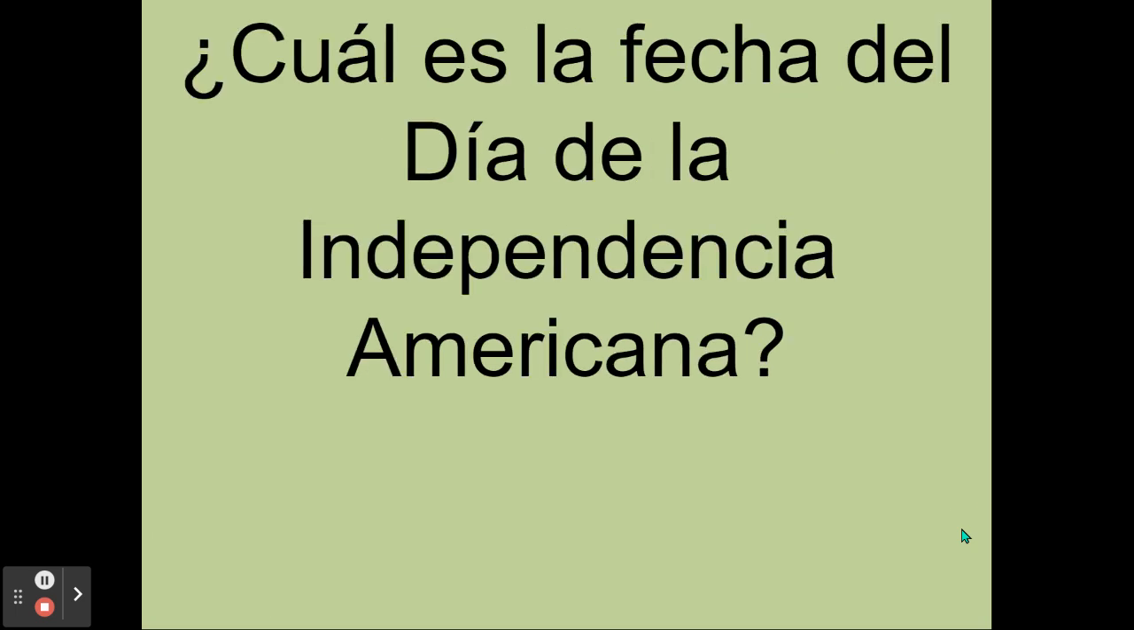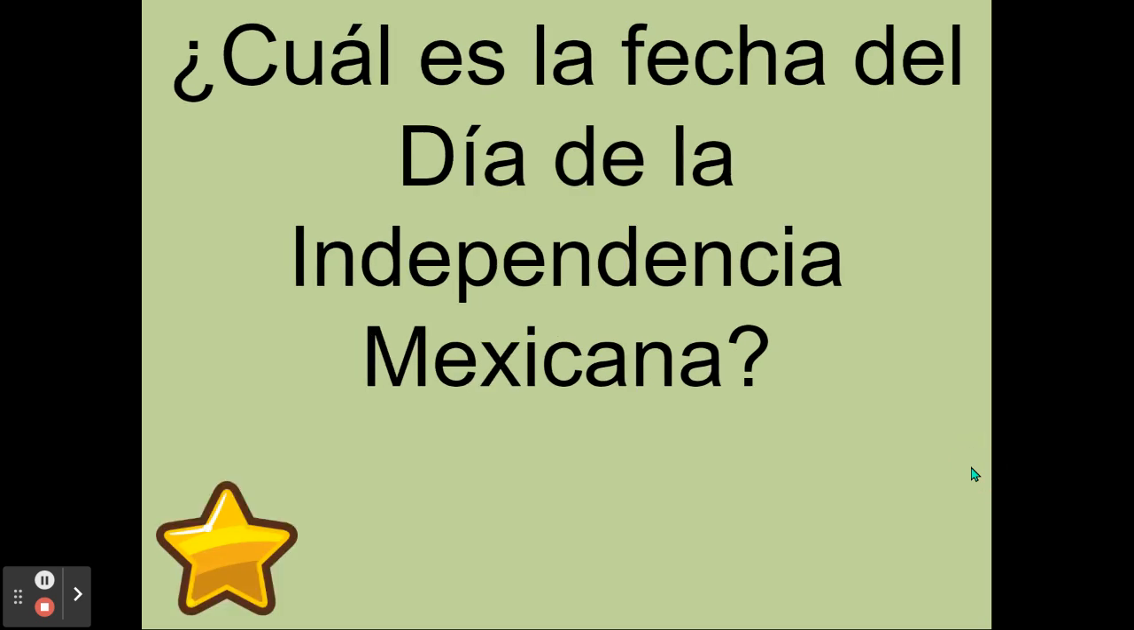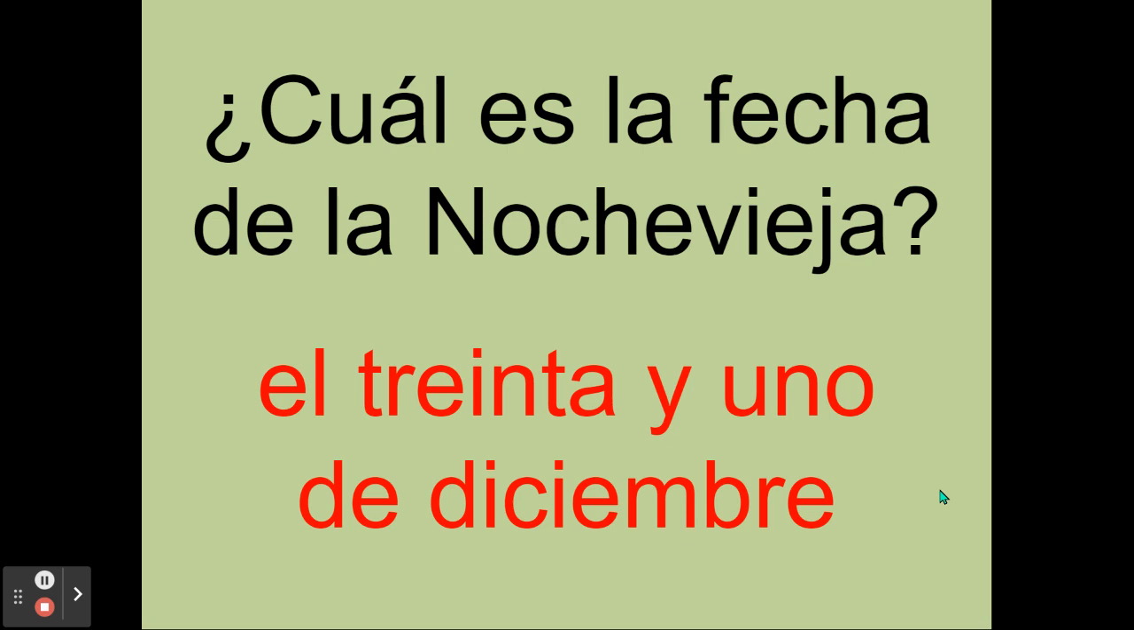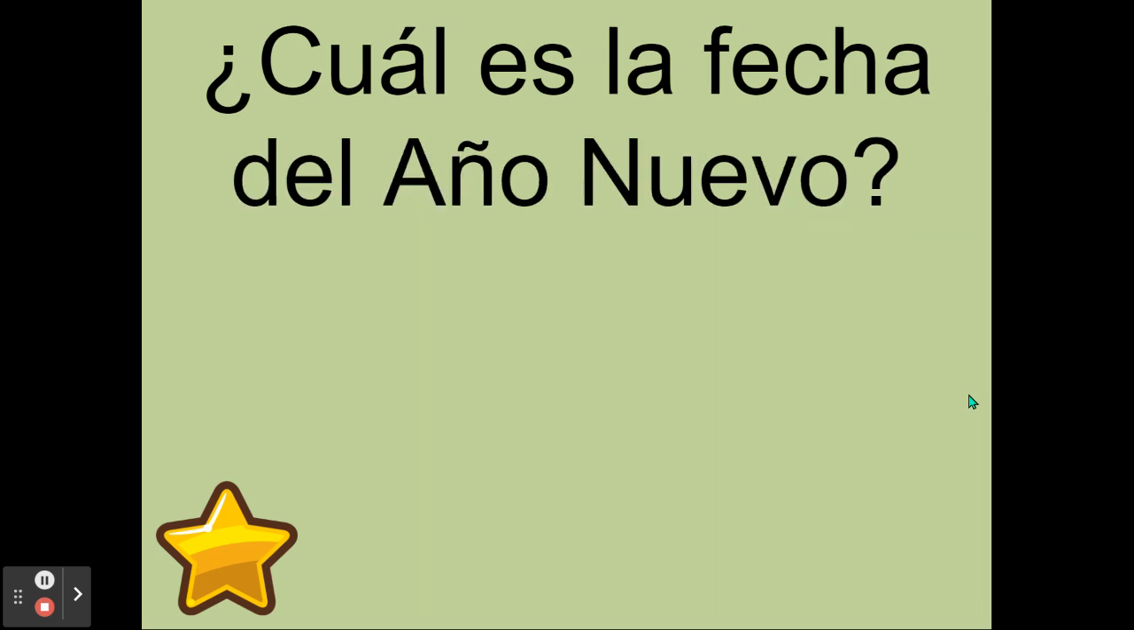¿Cuál es la fecha del Día de la Independencia Americana? So the exact date is el 4 de julio. ¿Cuál es la fecha del Día de la Independencia Mexicana? You're going to have to use your sheet for this one. ¿Cuál es la fecha de la Noche Vieja? El 31 de diciembre. So that's the old night of the year. ¿Cuál es la fecha de la Noche Buena? So you need to look this one up on your culture sheet. ¿Cuál es la fecha del Año Nuevo? Again, a question for you.